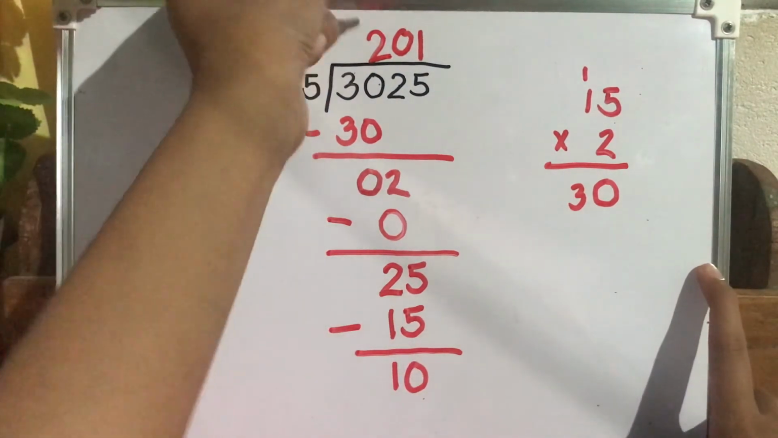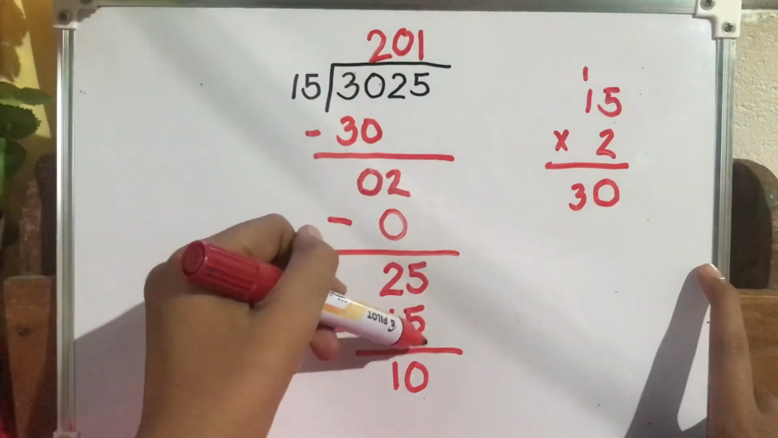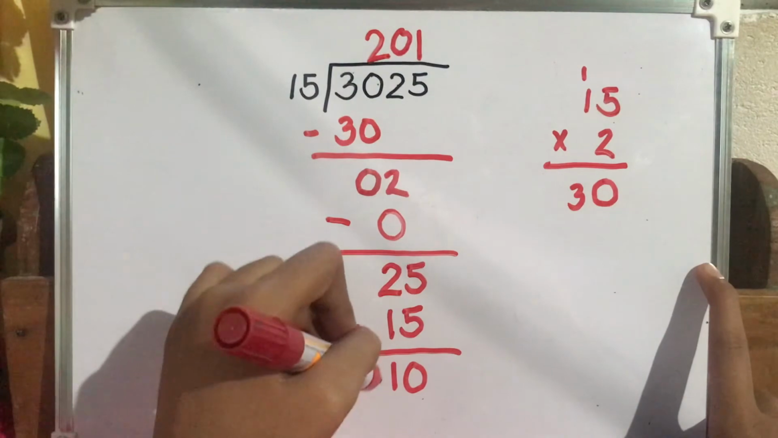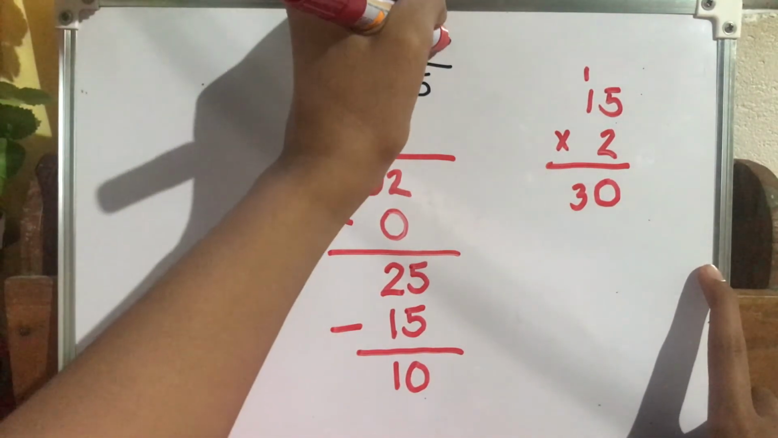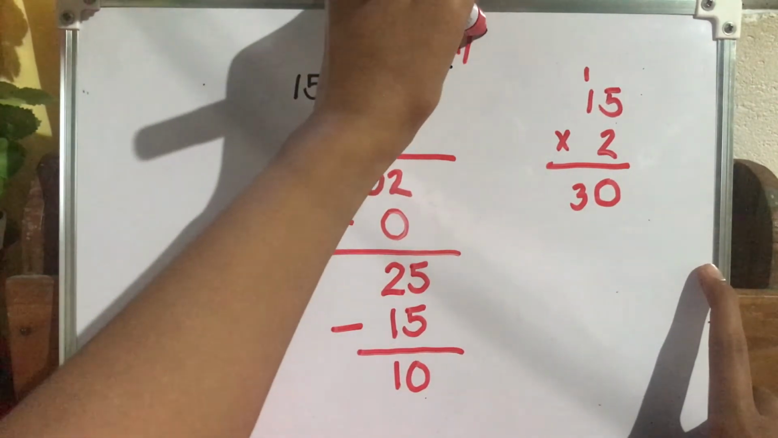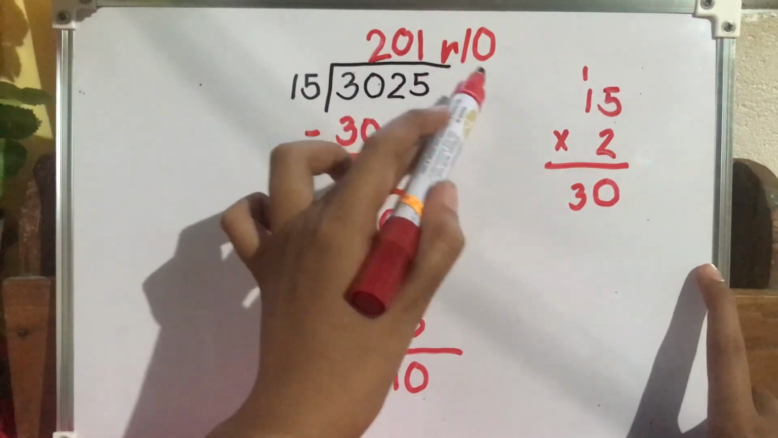And there is no more digit left in the dividend. So the number left here is called the remainder. Now we will write that together with the quotient. So remainder symbolized as R and then 10. So the final answer is 201, remainder 10.